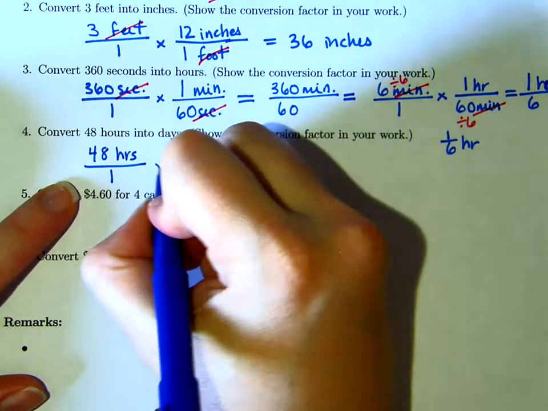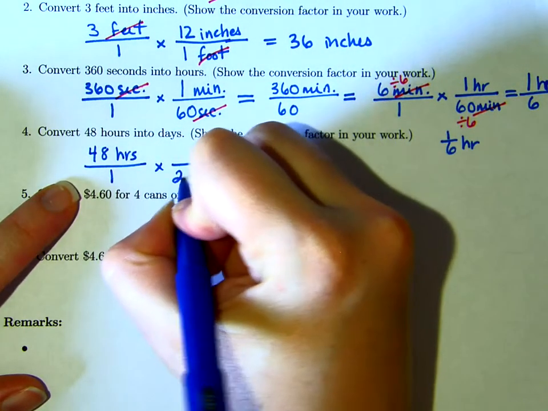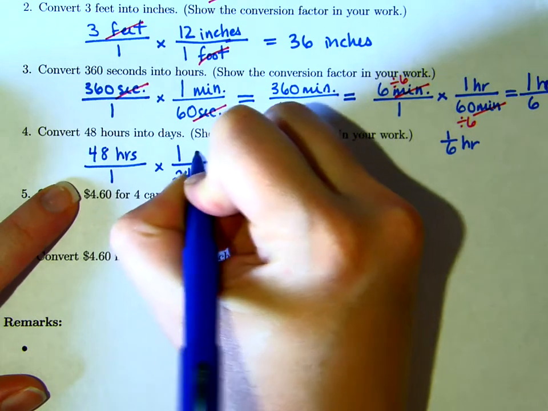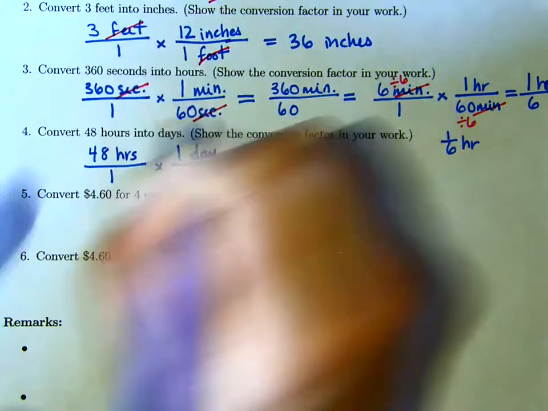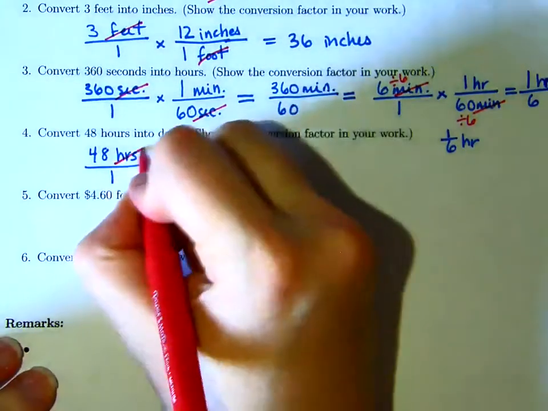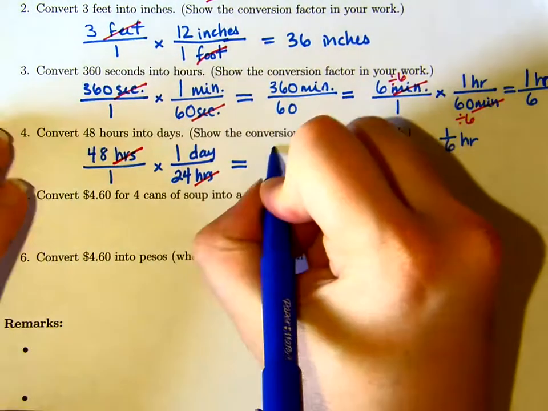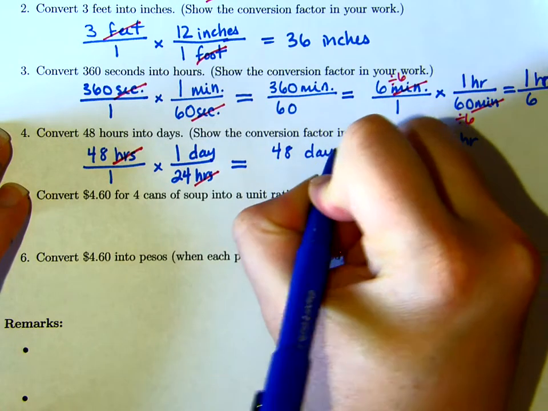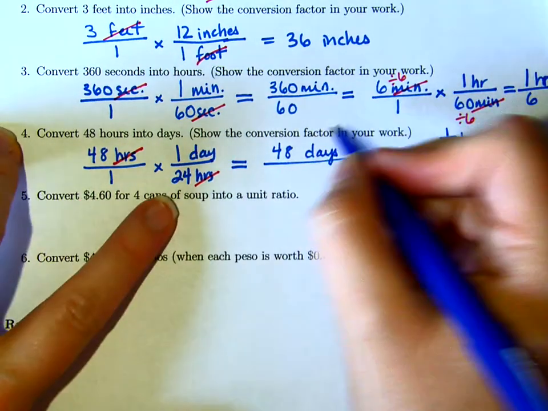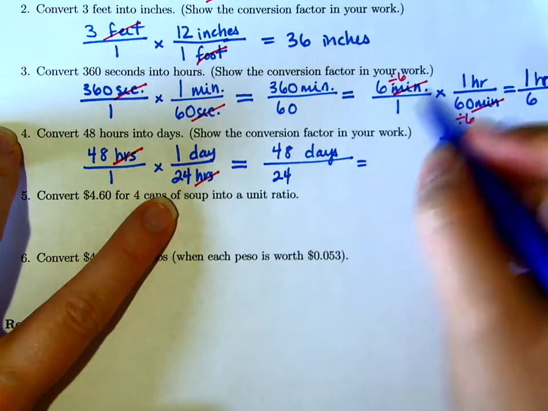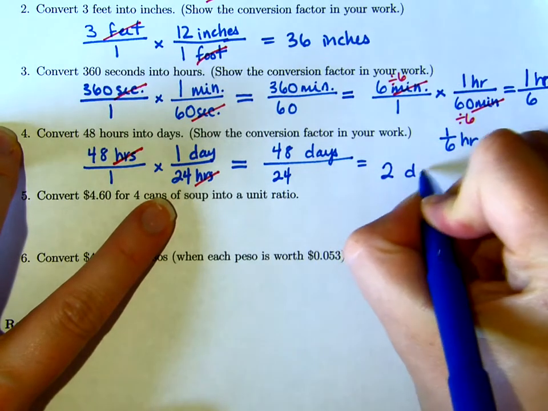48 hours is our whole. And I just said I knew that there were 24 hours in 1 day. Got it. Hours go away. 48 times 1 is 48. I'm left with the units days. 1 by 24 is 24. This is actually a division problem.